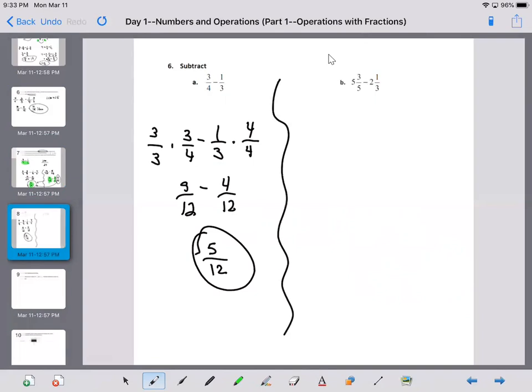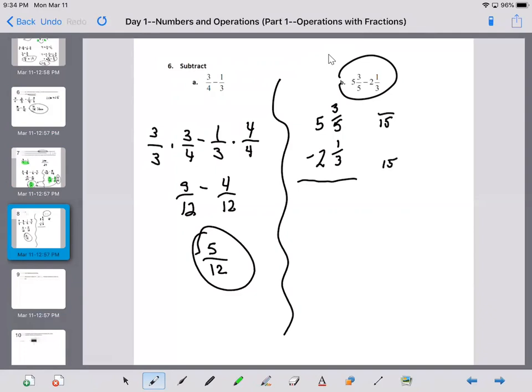Now 5 3/5 minus 2 1/3. So in this case, I need to find a common denominator. And that's just a way that I like to, when I have to subtract that, is I just like to see it vertical. And you can, of course, work it horizontally like that. That's not a problem. But I'll need 15ths.